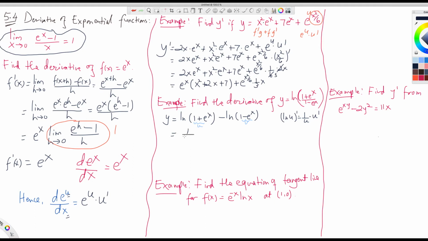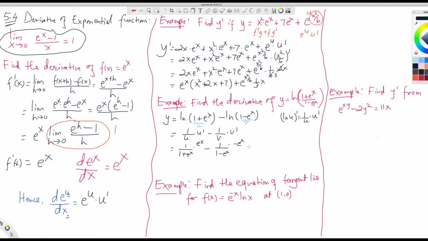It will be 1 over u times u prime minus 1 over v times v prime, right? Let us plug in those values. 1 over 1 plus e to the x times, what is the derivative of 1? It is 0 plus e to the x, the derivative of e to the x is e to the x itself. So it's just e to the x, minus 1 over 1 minus e to the x times, what is the derivative of 1 minus e to the x? The derivative of v is 0 minus e to the x. So it will be negative e to the x, right?